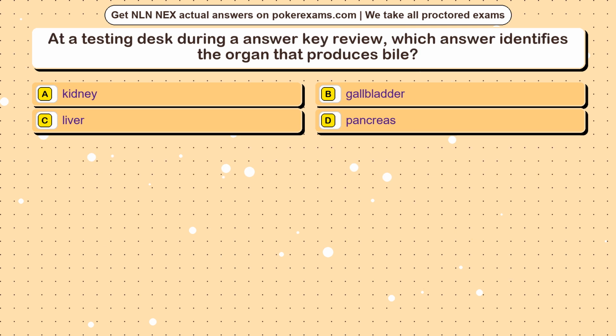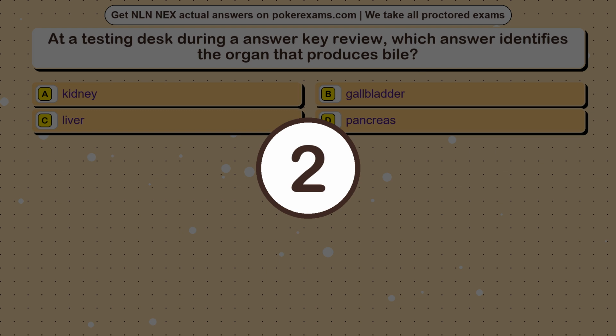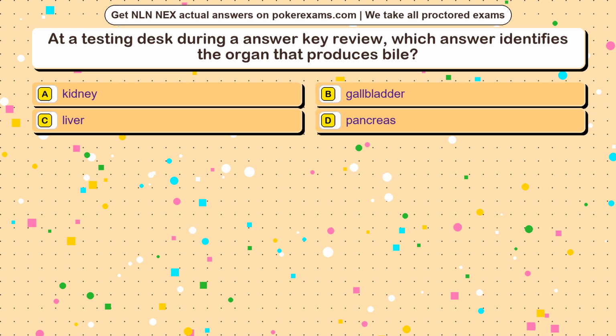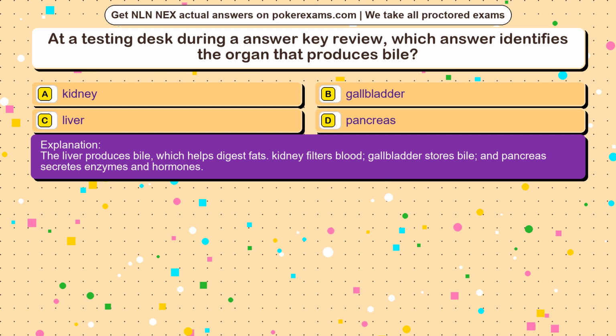Question 23. At a testing desk during an answer key review, which answer identifies the organ that produces bile? Option A, kidney. Option B, gallbladder. Option C, liver. Option D, pancreas. The correct answer is option. The liver produces bile, which helps digest fats. Kidney filters blood, gallbladder stores bile, and pancreas secretes enzymes and hormones.